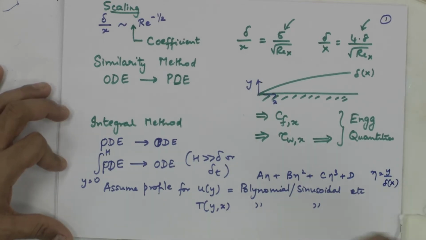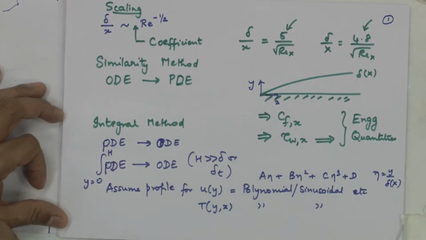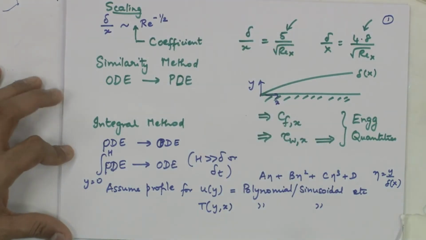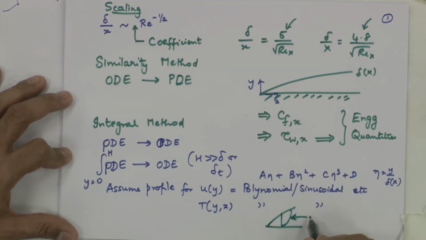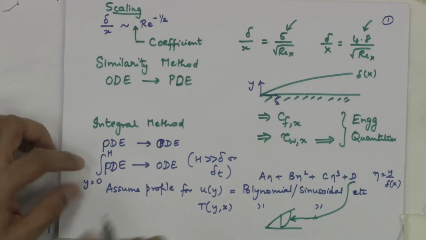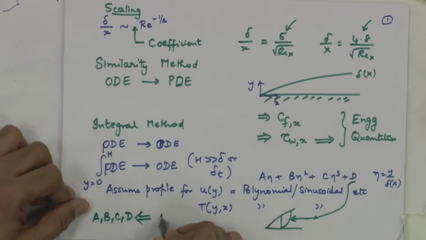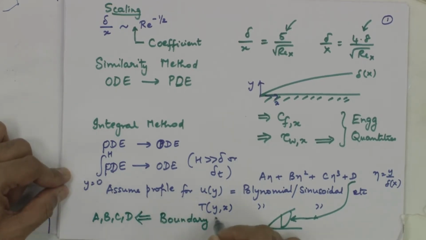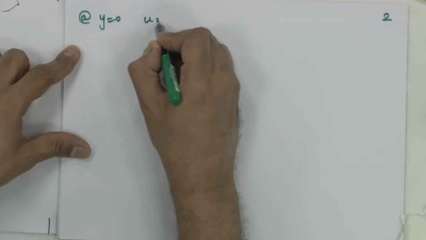Eta is just a dummy variable, it has no physical significance. We are going to have another eta which is very different in the similarity method. So, the job would be, I choose this profile saying that my velocity is going to vary this way inside the boundary layer. Very good. But what are these A, B, C and D? These have to satisfy boundary conditions which are specific to the flow problem. What are the boundary conditions? Those would be what are there for the boundary layer equations. That means, at y equal to 0, u is equal to 0, no slip.